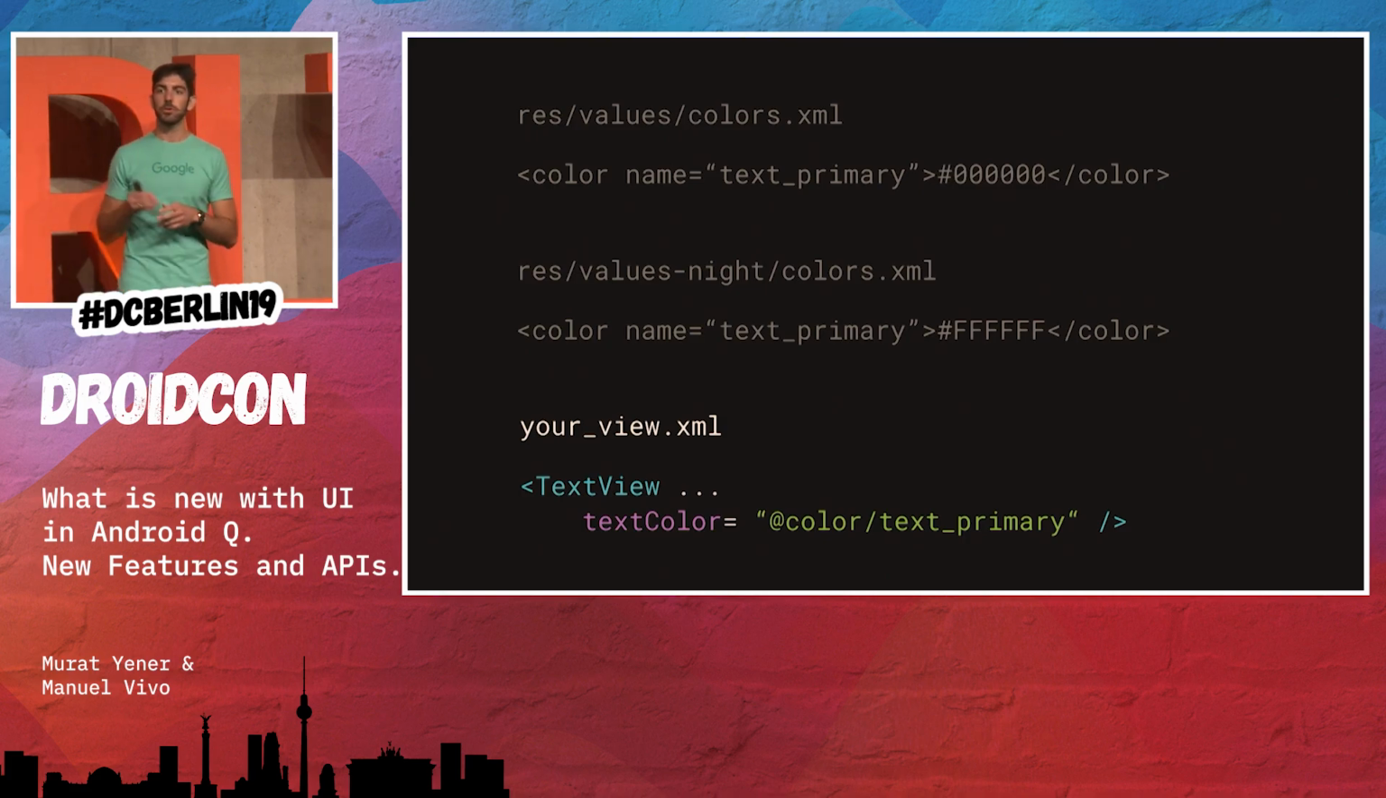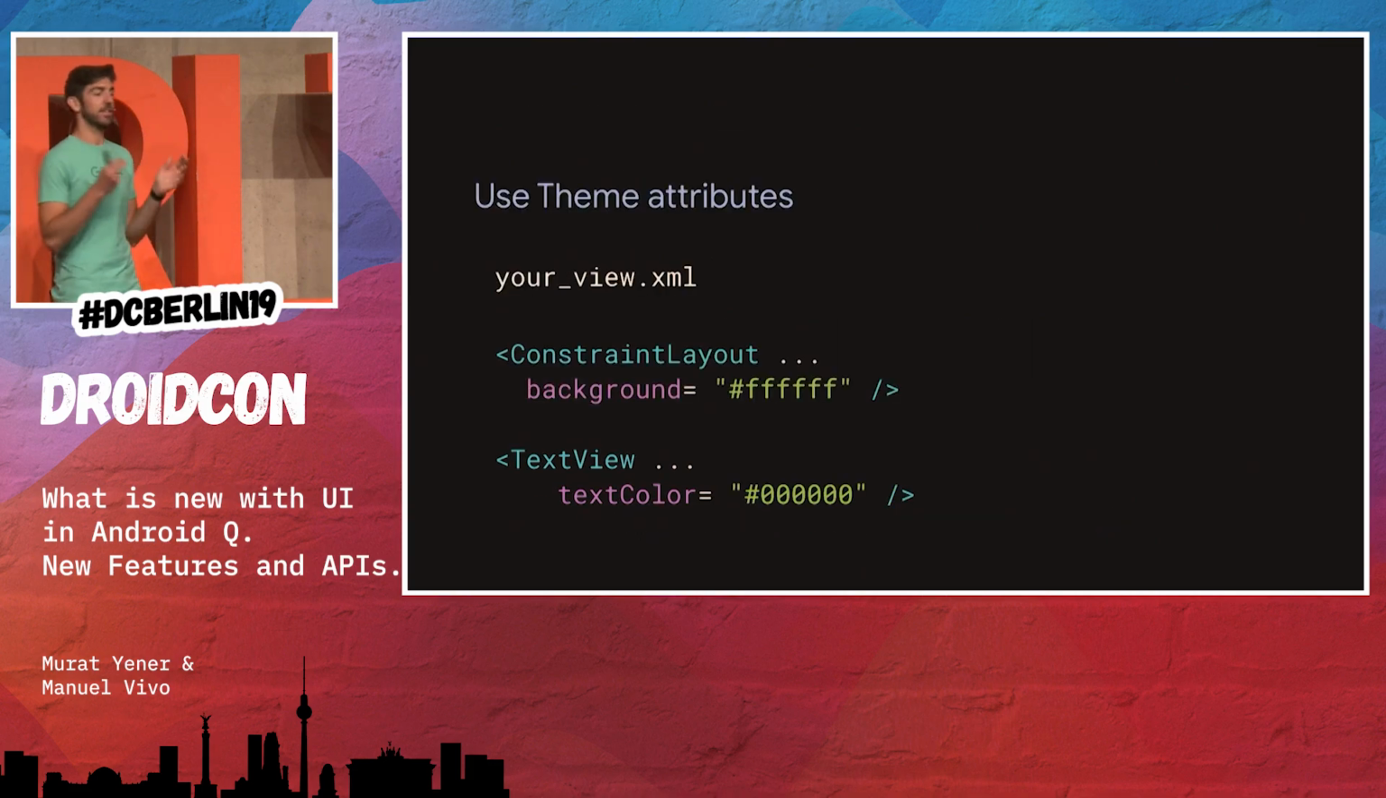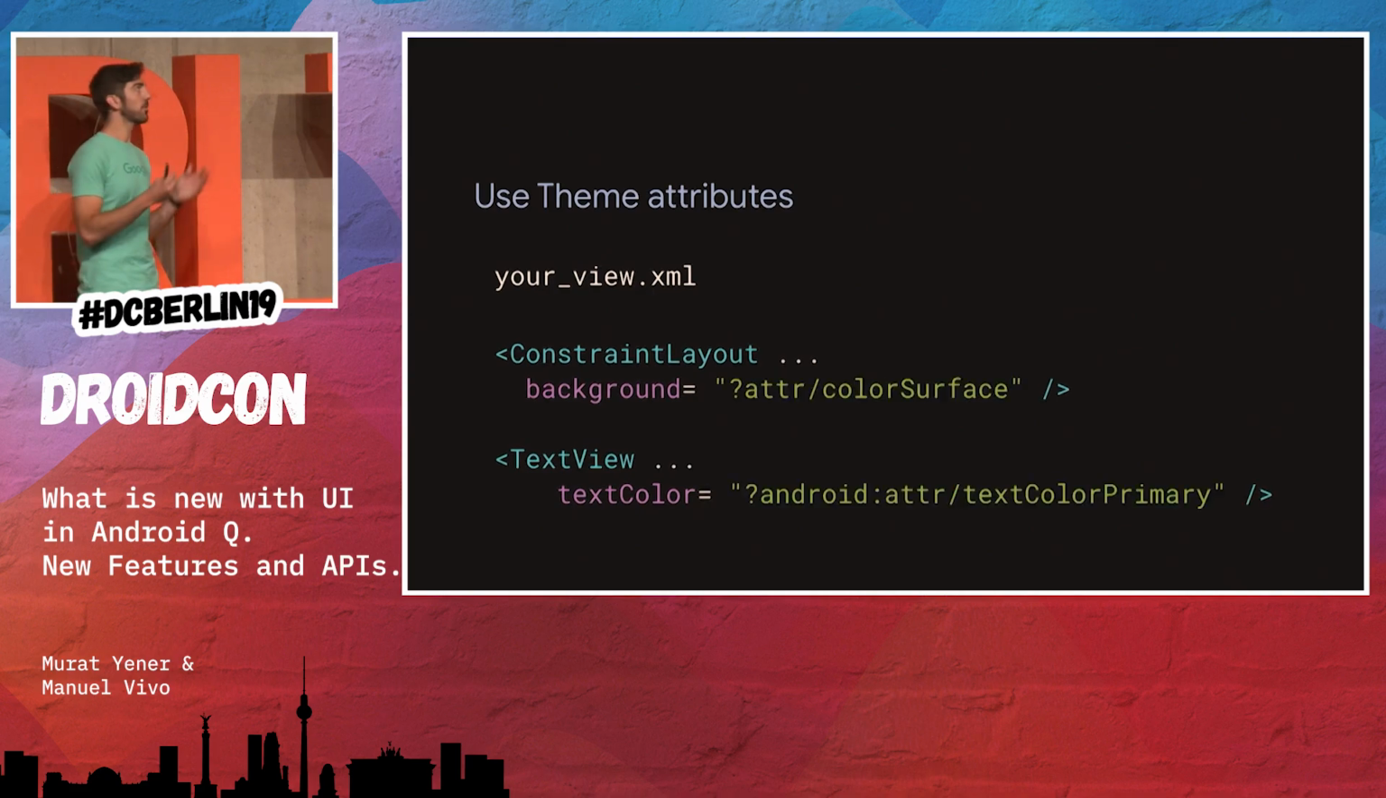But if you go to the 2:20 p.m. session, Chris Banes and Nick Butcher are talking about themes and styles, and they will tell you, don't use this approach. Instead, use theme attributes, and this is also what we recommend. So, by the way, hard-coding colors in your views is even worse than creating your color and specifying the color. But instead of this, use theme attributes. For example, for the background, you can use the attribute colorSurface.